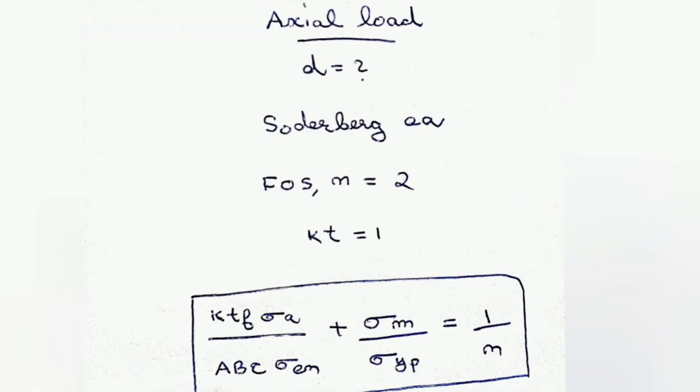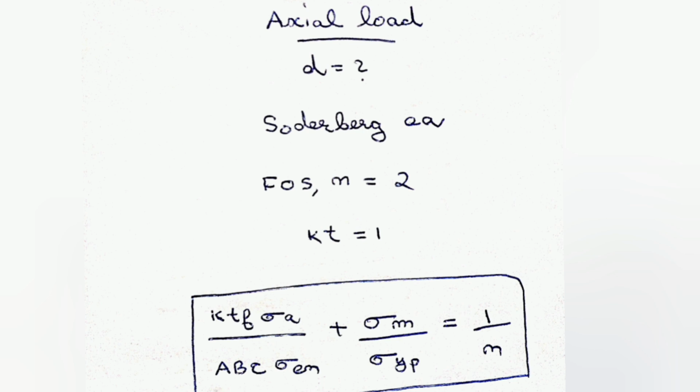In the question it says that the tensile load is acting. We know that tensile load is an axial load, and we are supposed to design a diameter. So we have to find the diameter using the Soderberg equation. The factor of safety is given as 2, and the stress concentration is unity. Therefore the value of stress concentration is 1.